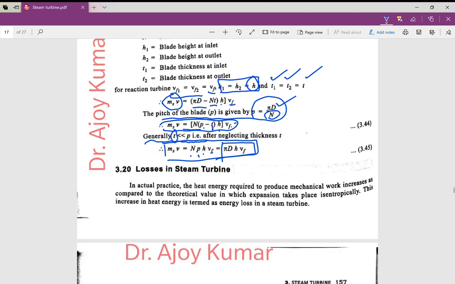Dear students, please remember this equation, as it will help you calculate the blade height h. If numericals are given based on a reaction turbine, the pressure of steam will always be given, let us say 5 bar. So at 5 bar we have to find the specific volume, the mass flow rate will be given, and if Vf and the number of nozzles are calculated, you can calculate the blade height.